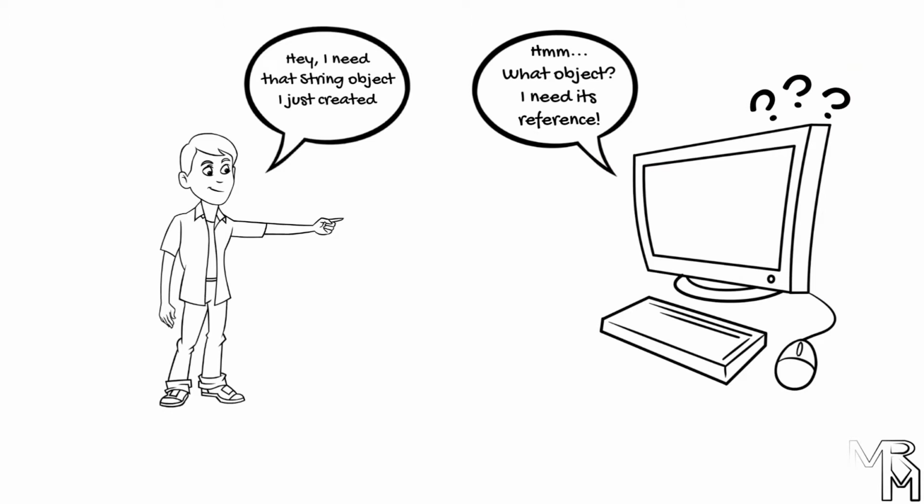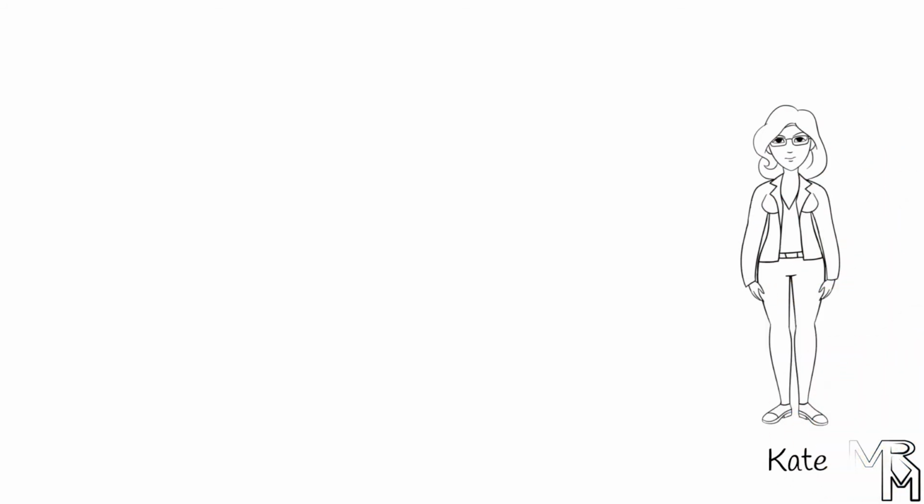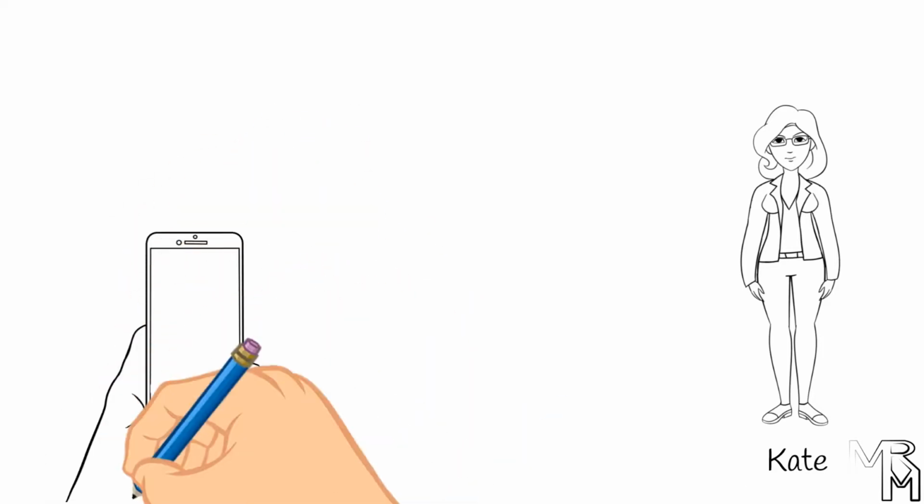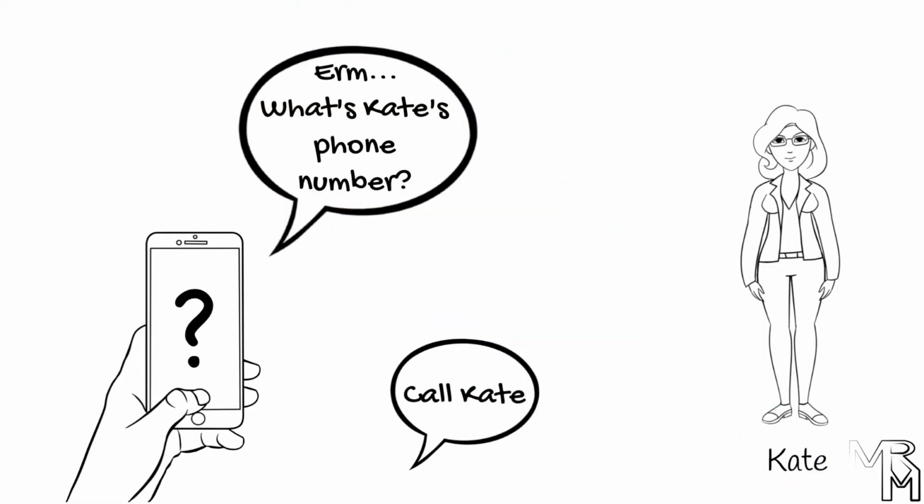Why would you need anything to locate an object, some of you might ask? I know that there is an object and I want to use it. Why can't the stupid computer just do as I say? Well, imagine you have a friend, Kate. You've known each other for years, you know for a fact that she exists. But if you want to call Kate, you can't just pick up a phone and call her if you don't know her phone number. In this example, Kate's phone number is the piece of data that you need to call Kate.